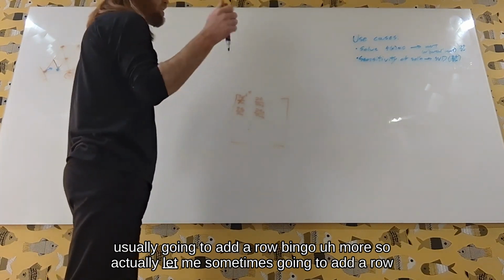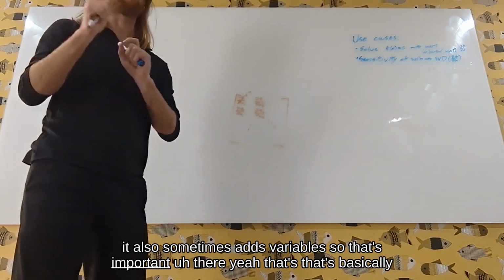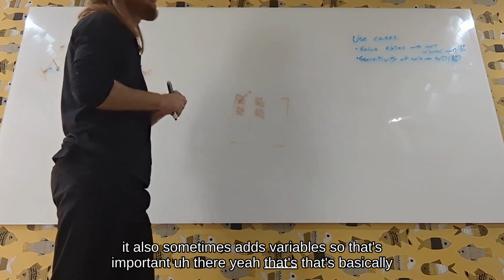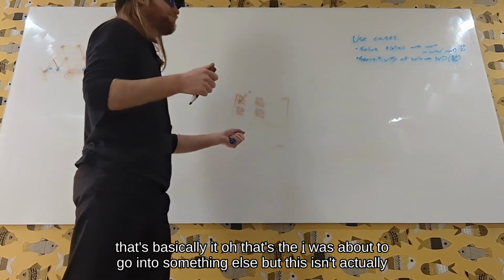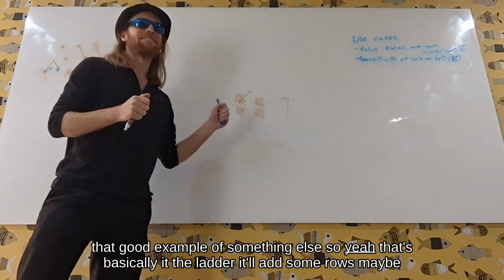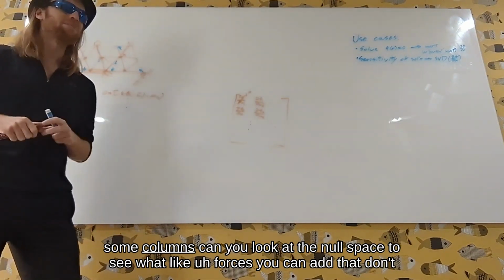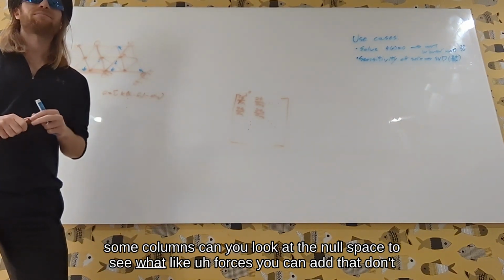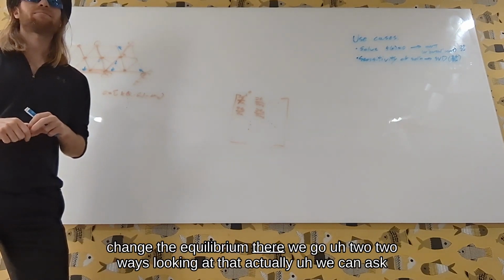So actually, sometimes it's going to add a row, it also sometimes adds variables. So that's important. Yeah, that's basically it. I was about to go into something else, but this isn't actually that good an example of something else. So yeah, that's basically it. It'll add some rows, maybe some columns. Can you look at the null space to see what forces you can add that don't change the equilibrium? There we go.